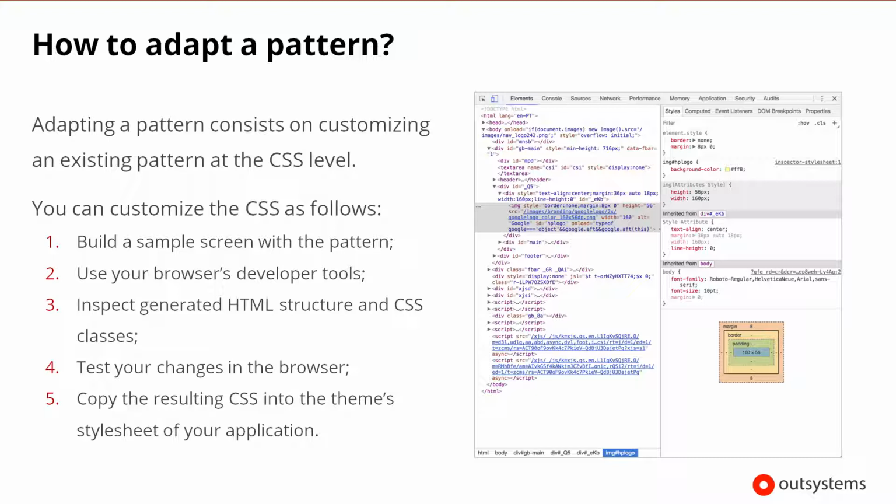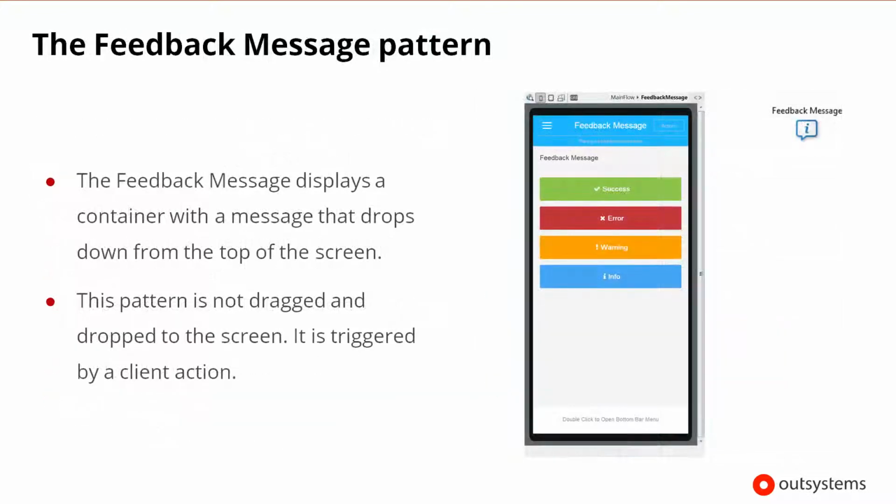Then, you would open the browser developer tools to inspect the HTML structure and the CSS styles and classes used in the pattern. Using the developer tools, you can start making CSS changes directly in the browser's inspector style sheet while previewing them at the same time in the browser. Once you're happy with the result, you can then copy and paste the CSS into the theme style sheet of your application. To demonstrate how to adapt a pattern, we'll adapt the Silk UI's feedback message.